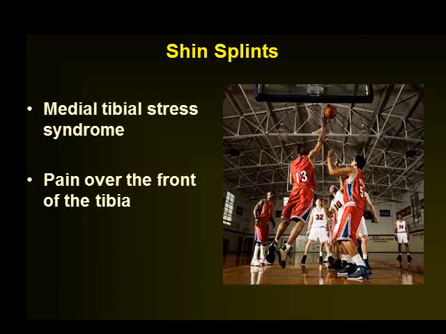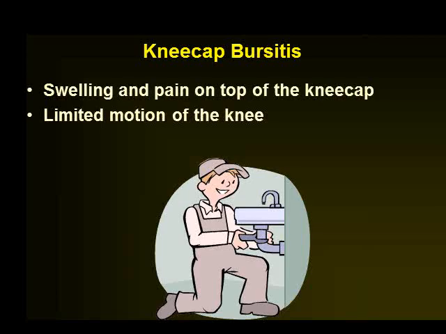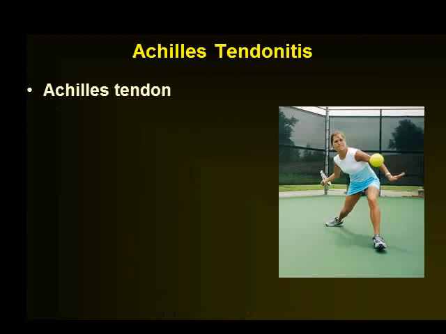The actual cause of shin splints is when you go from not using certain muscles and parts, and then all of a sudden you put them to use again, you actually start to almost tear the outer layer of bone away. So it puts a lot of extra tension and pressure on that bone. Kneecap bursitis, swelling and pain on the top of the kneecap, really limits your motion.